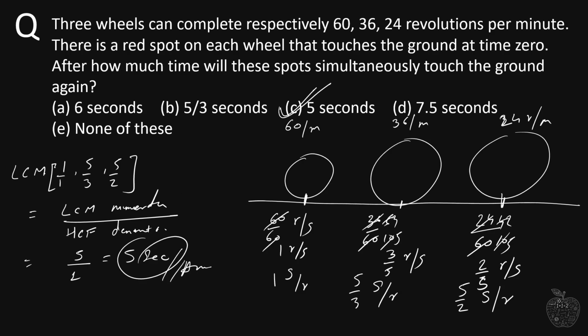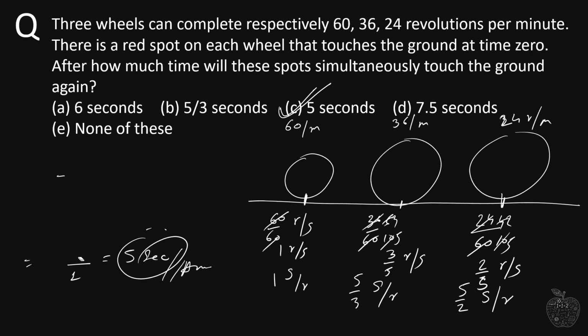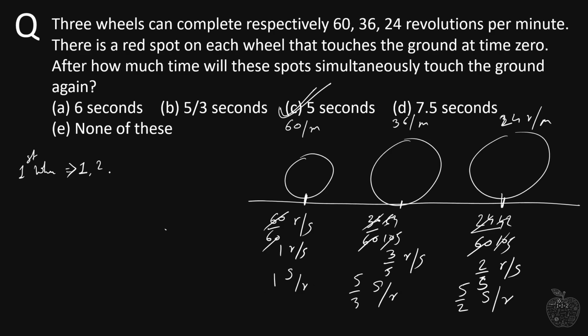Now let's see why we find the LCM to get our answer. Talking about the first wheel, we know that it touches the ground on the first second. Then after that, when will it again touch the ground? On the second second, on the third second, on the fourth second, fifth second, and so on.